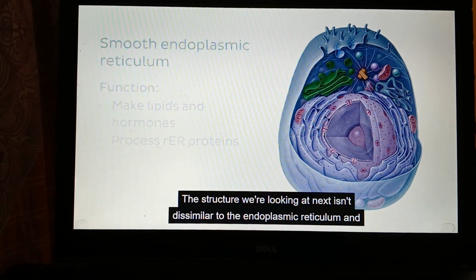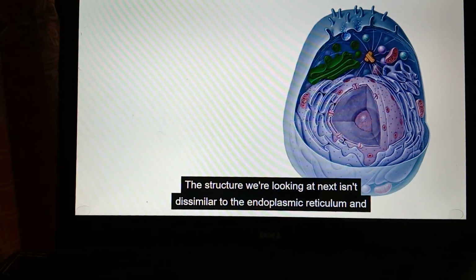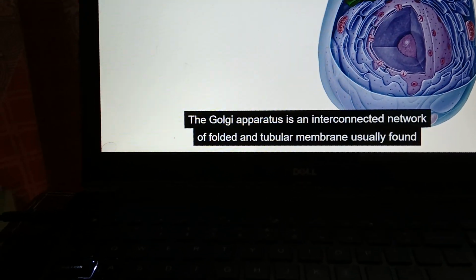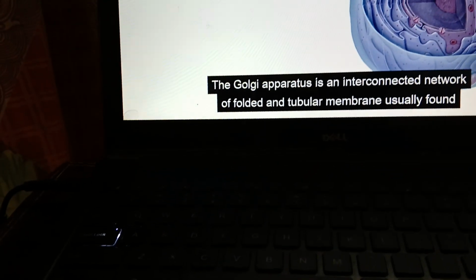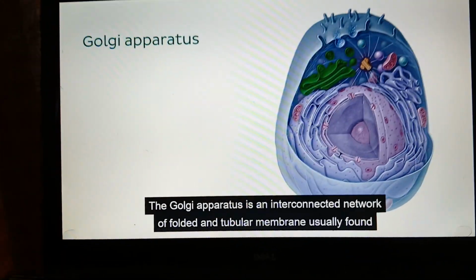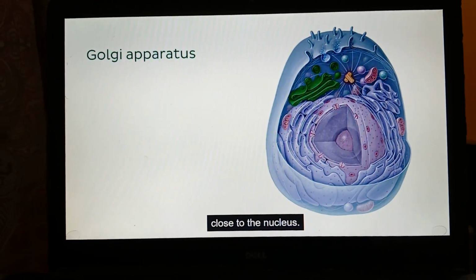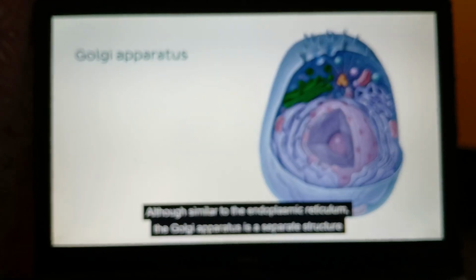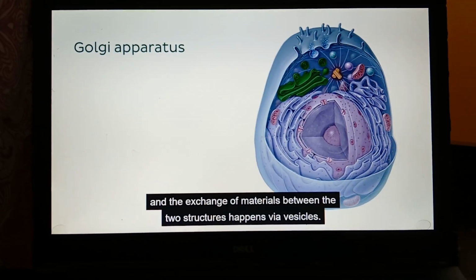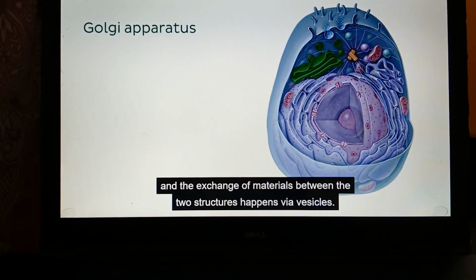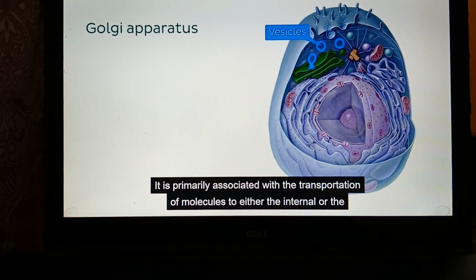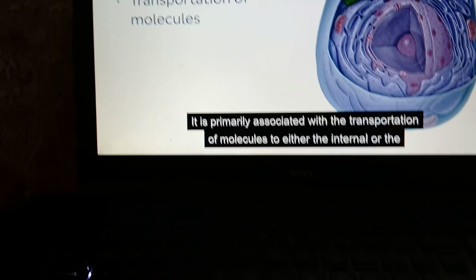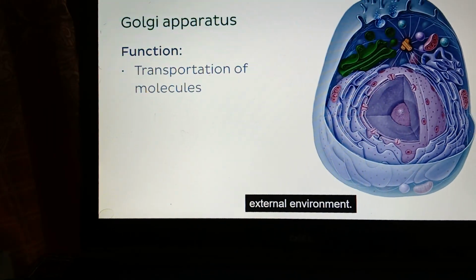The structure we're looking at next isn't dissimilar to the endoplasmic reticulum, and it is called the Golgi apparatus. The Golgi apparatus is an interconnected network of folded and tubular membrane usually found close to the nucleus. Although similar to the endoplasmic reticulum, the Golgi apparatus is a separate structure, and the exchange of materials between the two structures happens via vesicles. It is primarily associated with the transportation of molecules to either the internal or the external environment.